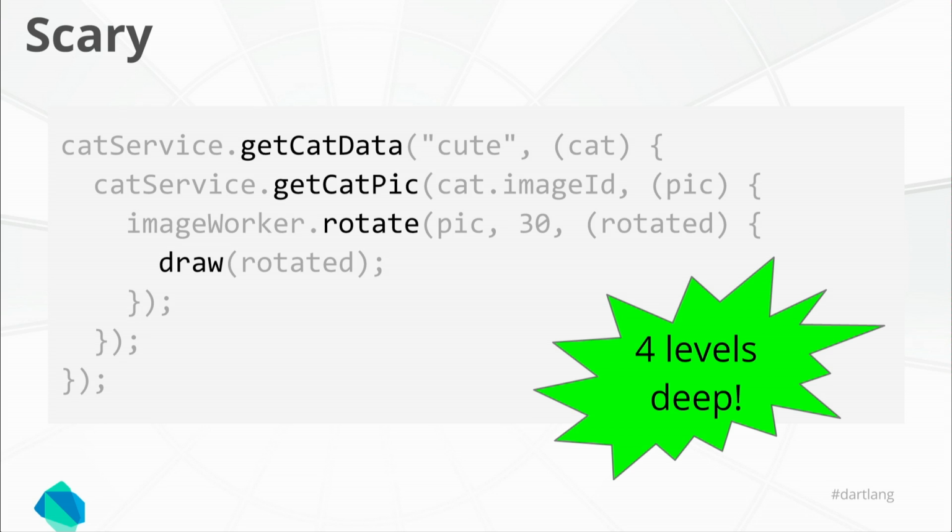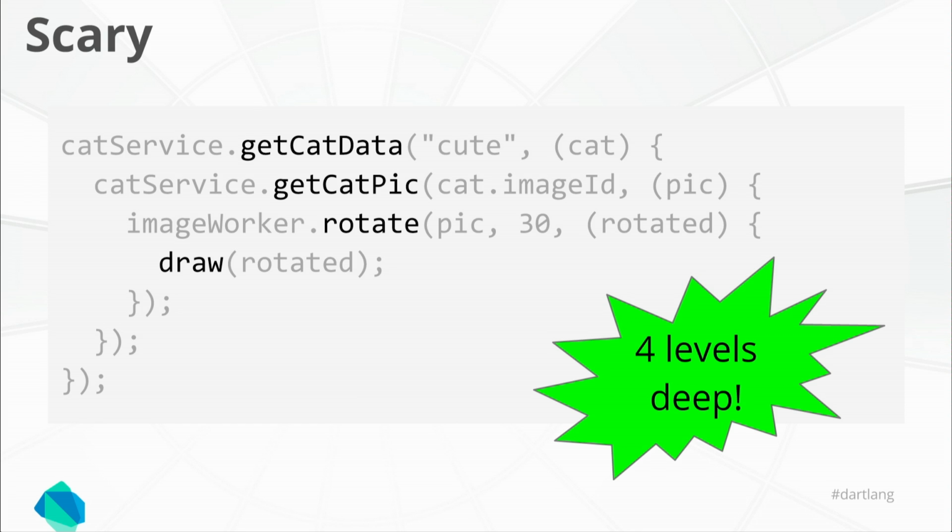All right, now let's look at something where we have more than one level of nesting. So here's an imaginary cat service, because we all know the internet basically exists for trading cat pictures. The first step we do here is we get some cat data. And once we get the cat data, we're going to want to go get a picture. And then once we have the picture, we're going to want to rotate it in some worker. These are all asynchronous calls. And finally, four levels deep, we do the work we wanted to.